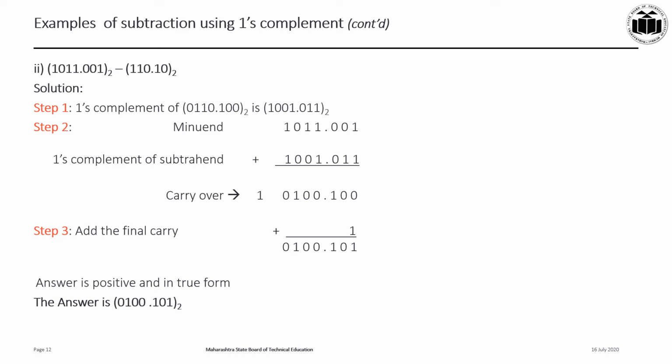0100.100. But since we have got an end-around carry, in step 3 we will add the carry to the answer. So what we get is 0100.101. Since an end-around carry of 1 was obtained, the answer is positive and in the true form. So your final answer is 0100.101.